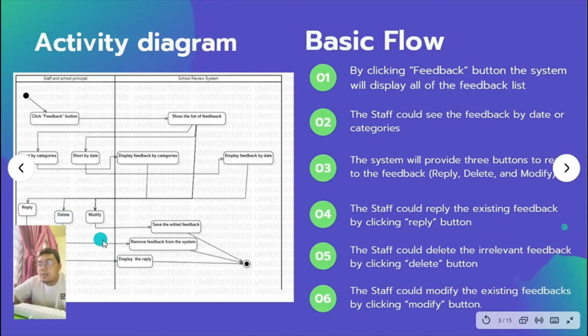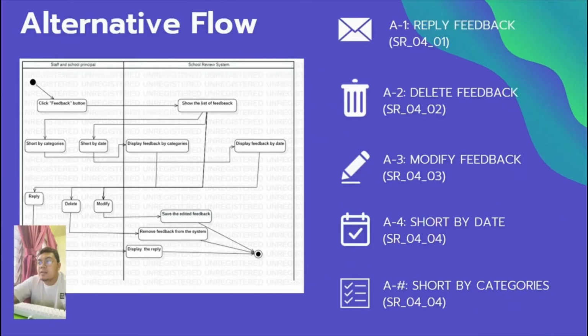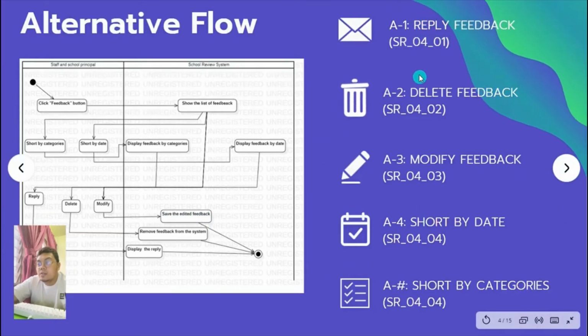And then the staff can modify the existing feedback by clicking the modify button, and then the School Review system will save the edited feedback. After that, this is the alternative flow of this user requirement. The first is reply feedback, the second is delete feedback, then modify feedback, sort by date, and sort by categories.